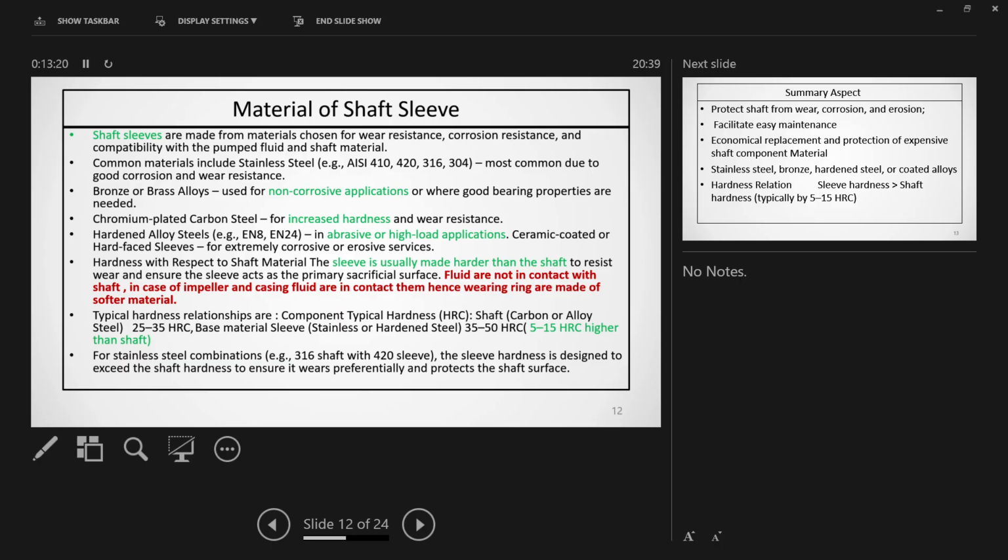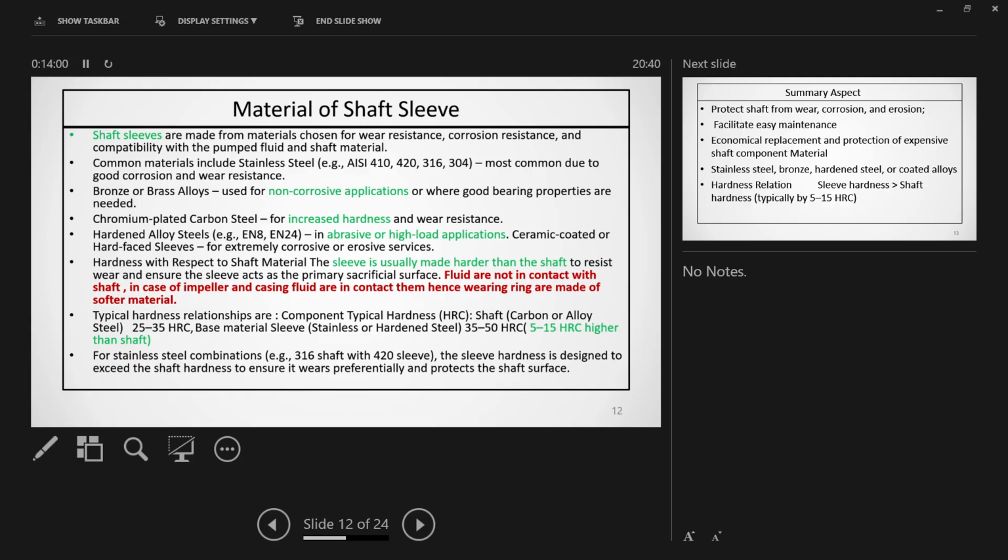Now, the material of the shaft sleeve should certainly be harder than the shaft, because when the corrosive material comes, it should not be corroded; it should be hard. That's why the hardness of the sleeve material should be higher than the shaft material. Normally we use martensitic SS AISI 410, 420, and austenitic 316, 304, most commonly used for good corrosion and wear resistance. For non-corrosive service, we use bronze and brass alloy.